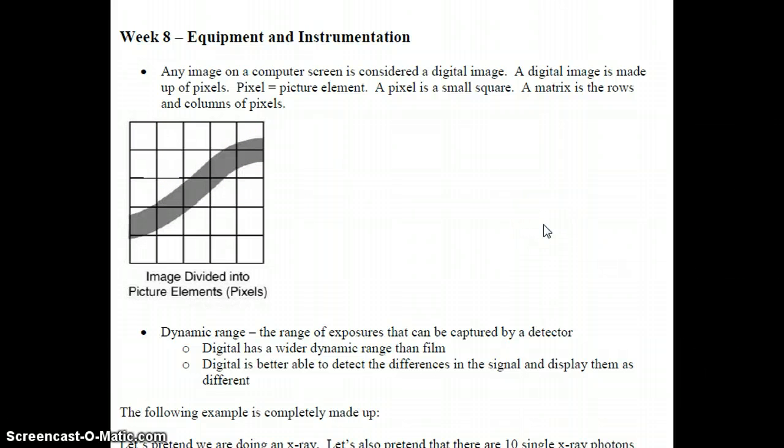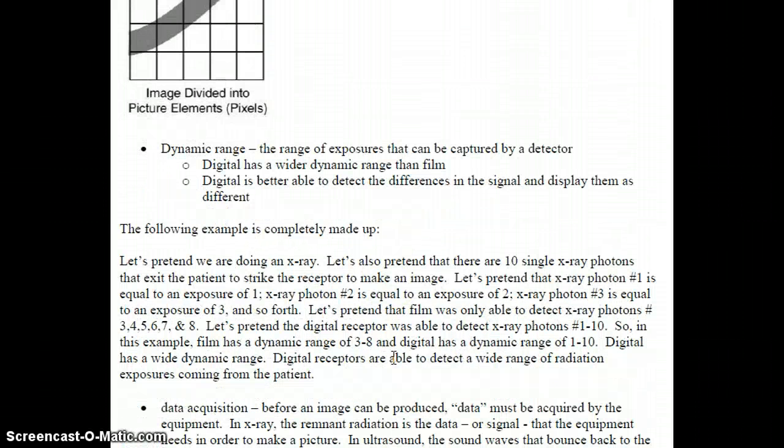A term used in the digital world is dynamic range. This is the range of exposures that can be captured by the detector, by the image receptor. What we need to know is that digital has a wider dynamic range than film. What that means is that digital is more sensitive. Digital is better able to detect the differences in that signal and display them as different shades of gray.